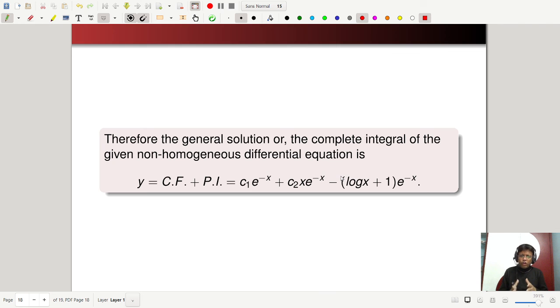So in this video, you have learned about the calculation of the solution of linear differential equations with constant coefficients, or maybe some functions of x, by variation of parameters. So next, I will teach you the method of undetermined coefficients for finding the particular integral.